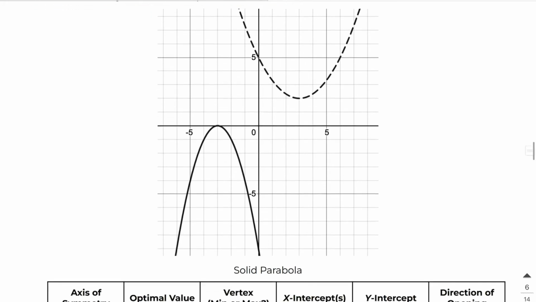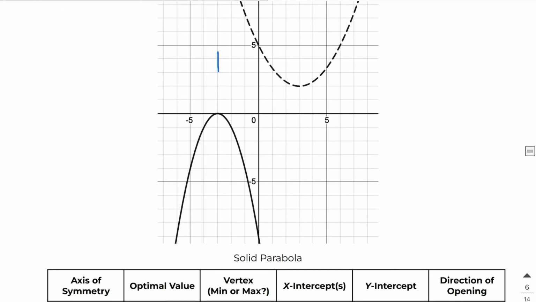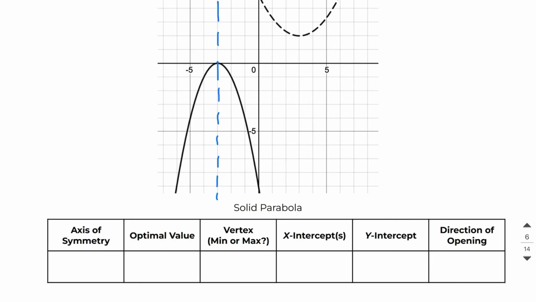So our axis of symmetry for the solid parabola is going to be right down the middle right here. This is going to occur at x equals, this number right here is at -3, -1, -2, -3. The optimal value here is going to occur when y is 0. So here, the highest it reaches is 0. And the vertex is at -3, 0. This point right here is at -3, 0. And because it is opening down, it's reaching its highest point.